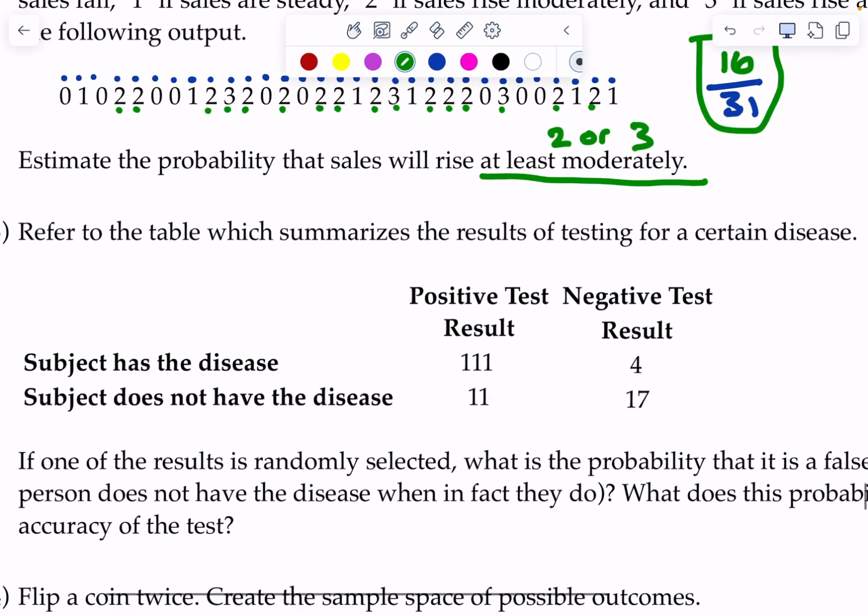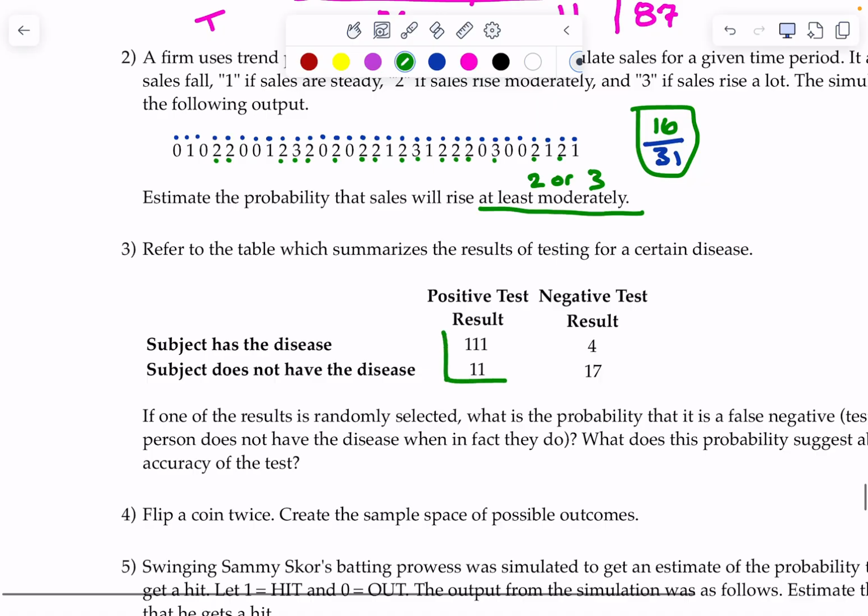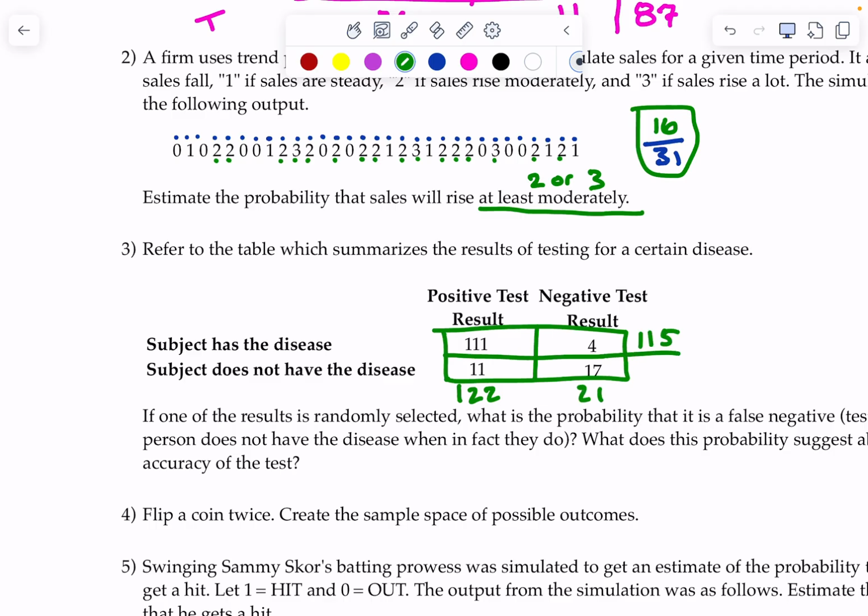Okay. All right, here's another frequency table. We've got this going on here. I'm going to add my totals. So 122, we've got 21, we've got 115, we've got 28, and a total of 143. Is that true? I think.